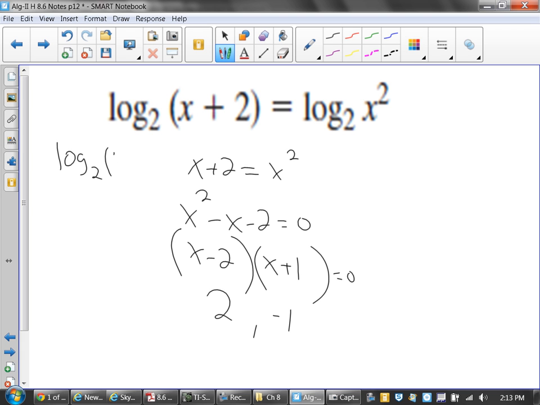Log base 2 of 4. Is that going to equal the log base 2 of 4? If I substitute in 2, am I going to get 4 on both sides? Yeah. Okay. Now for negative 1: negative 1 squared is 1. Do they both equal the same thing? Yeah. Okay. There will be a time that they may not both work. You have to double check some solutions every once in a while.